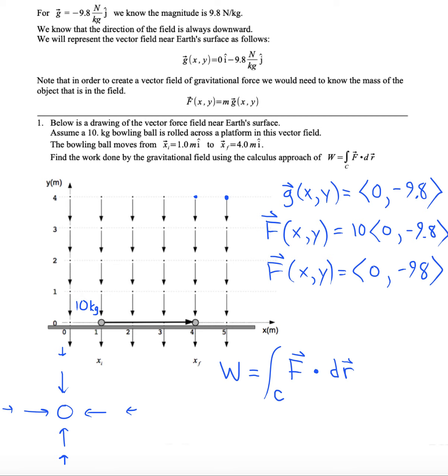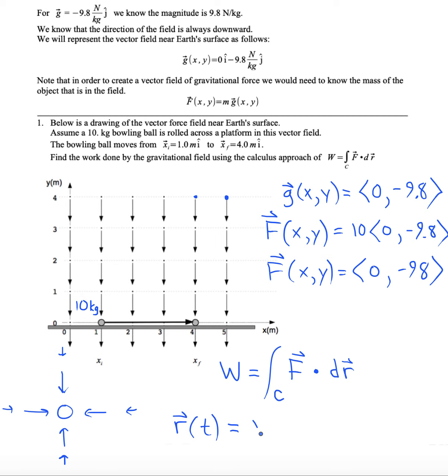Now, one thing that makes this easy is that the work doesn't depend on how fast the ball moves along its path, right? That was never part of the work calculation. It was all about how much force was there and how much displacement was there. So we can actually decide the velocity of our ball, and we'll still get the same answer no matter what we choose. So the easiest case here would be to just use a constant velocity of, let's say, 1 meter per second.